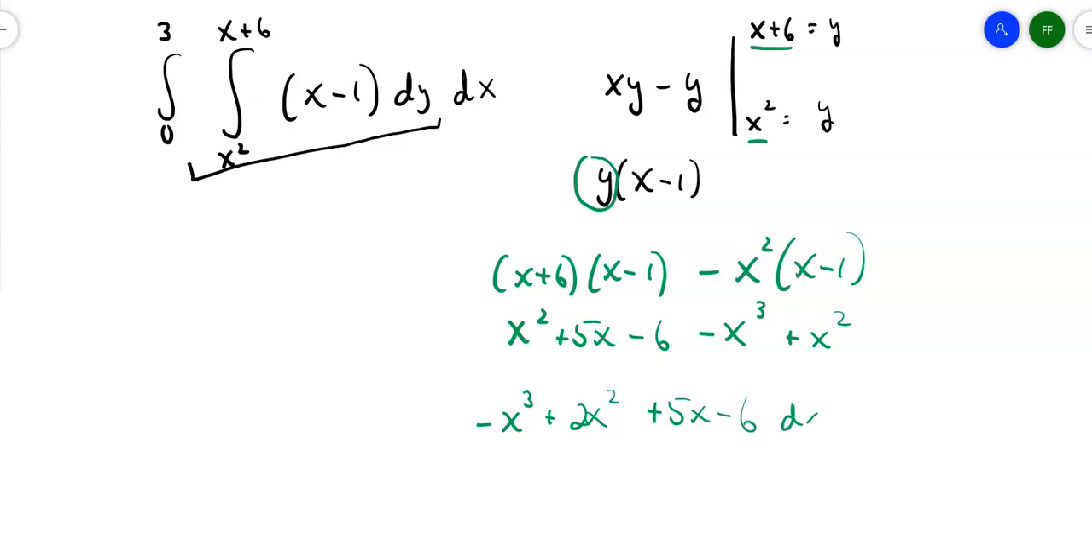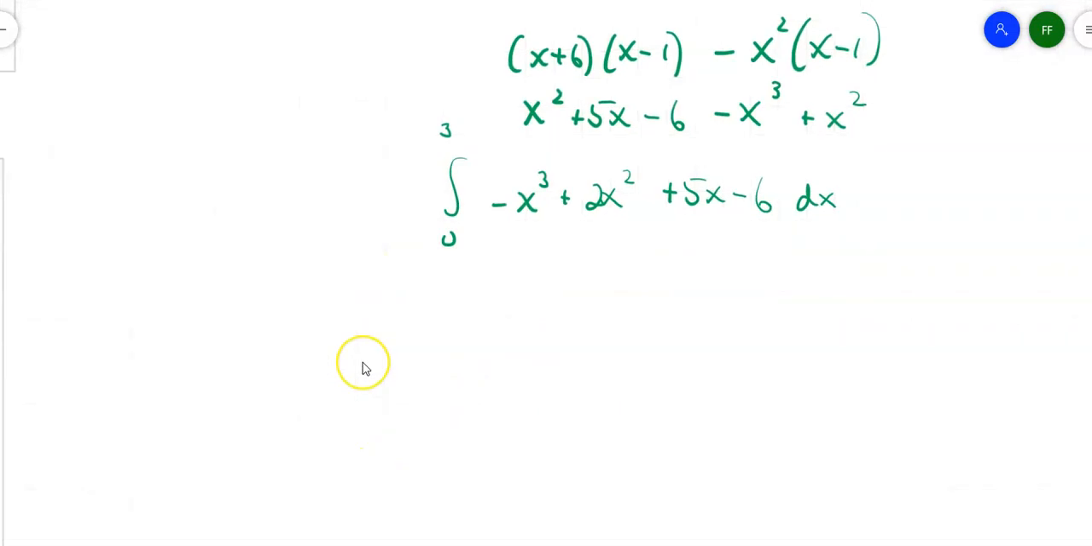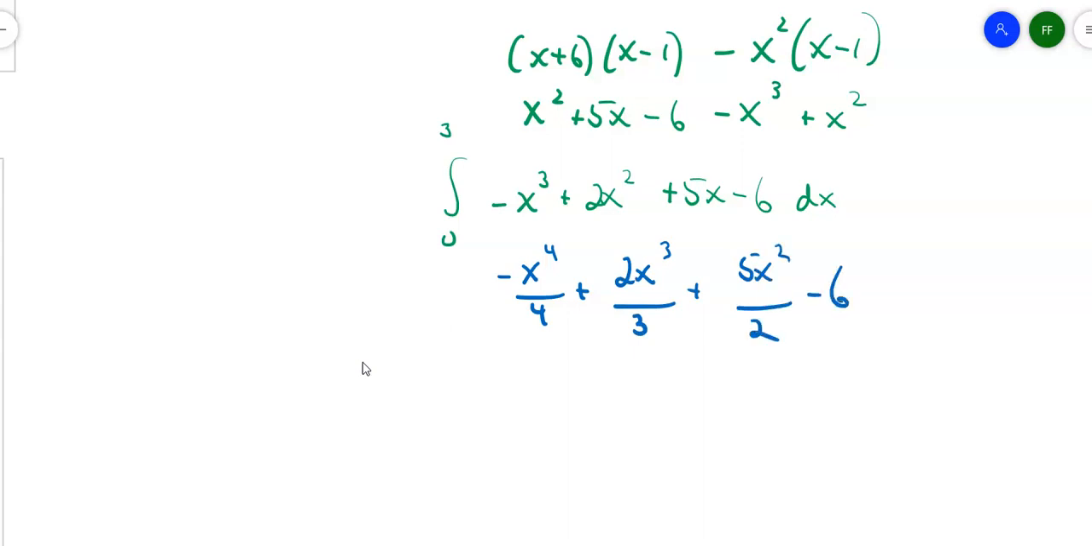This gets integrated with respect to x from 0 to 3. All right, so there might be fractions in this. Antiderivative of negative x to the third will give me negative x to the fourth over 4 plus 2x to the third over 3 plus 5x squared over 2 minus 6x. Good news is, evaluating at 0 gives you nothing. Bad news is you got to evaluate all this at 3.